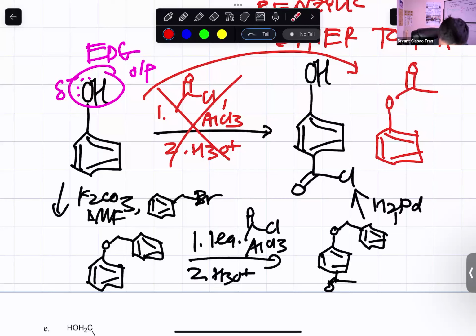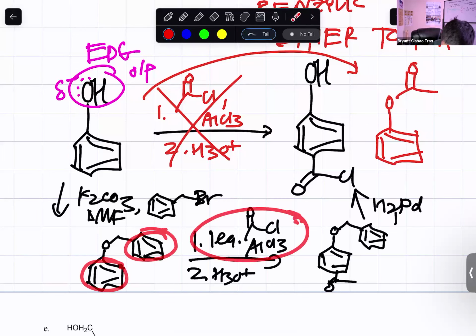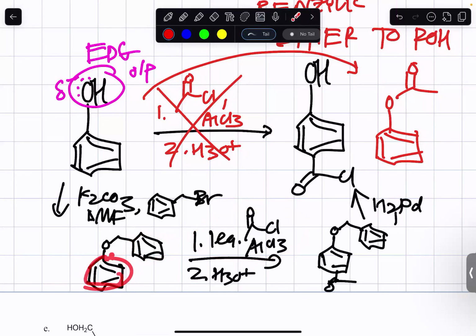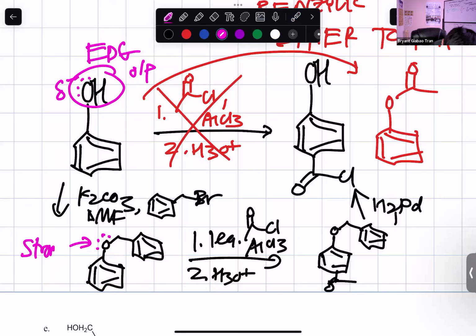The reason why I was thinking about this could be a problem is because we have 2 benzene rings here. So when I try to do Friedel-Crafts acylation, it could react with both benzenes, but it would prefer to react with this benzene here more. Can you guys think of a reason why the acyl group would be attached to this benzene instead? Because the oxygen can donate electrons into it, which makes it more reactive. Yeah, this is a stronger EDG.